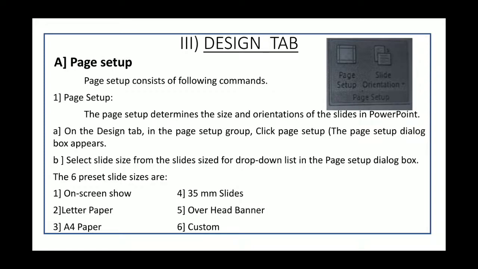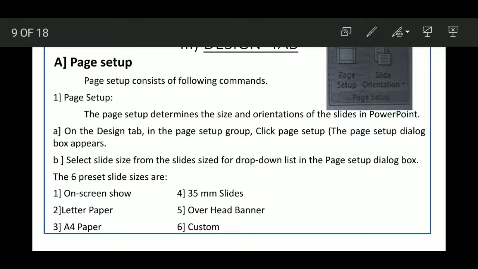Then 35 mm slides, you can create 35 mm slides for giving through the projector. Also overhead banner means it will be in a large size for a slide. Okay, these are predefined. Custom means you can set your own top, bottom, left, right margins as well as the slide orientation. Landscape, as you already know, means width will be more, height will be less, and portrait means height will be more, width will be less. In that manner also you can change the slide. Okay, these are the main predefined preset slide sizes.